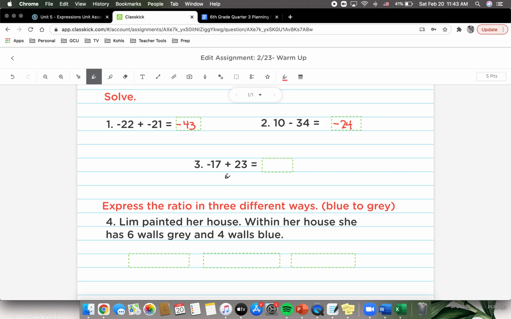Looking at number 3, it says we have negative 17 plus 23. Since our negative comes first and we have a higher positive number that comes second, we can take away 17 from 23, which gives us a positive answer of 6.